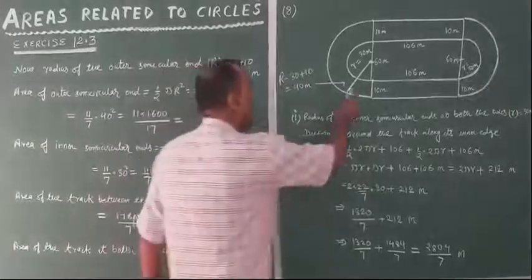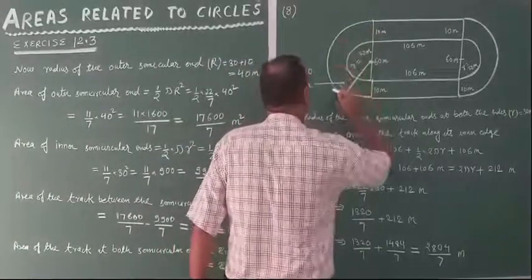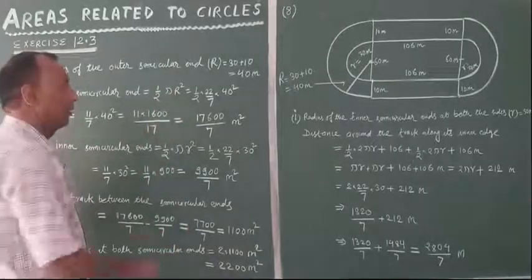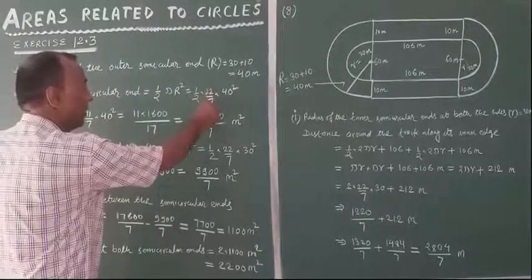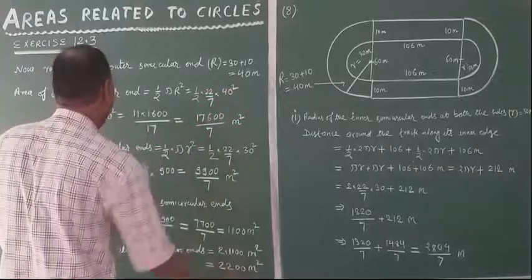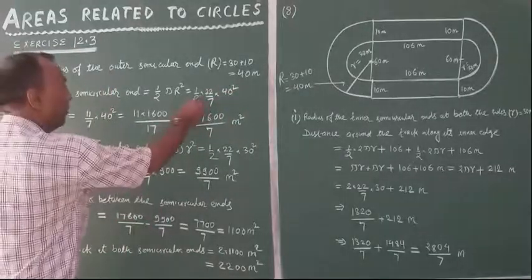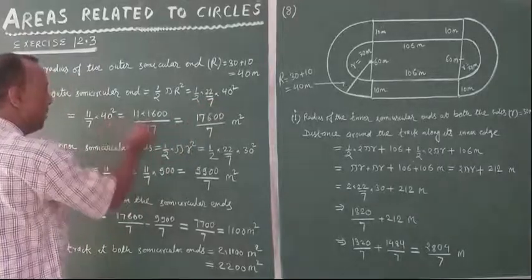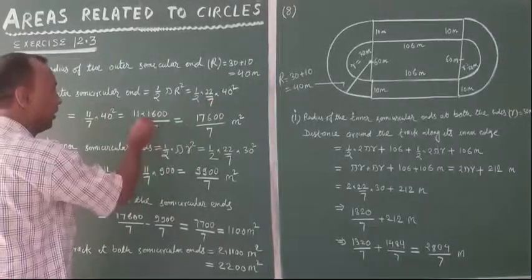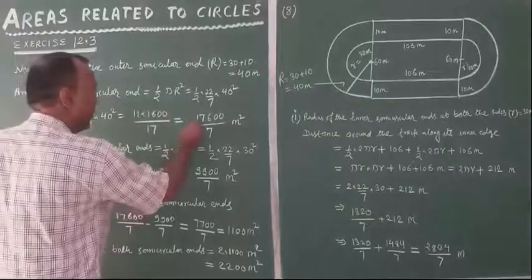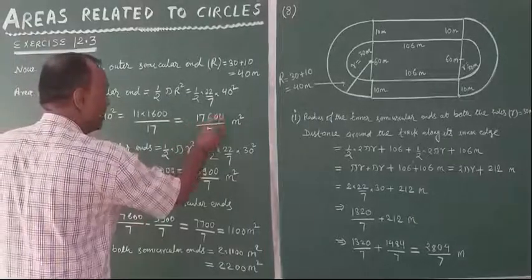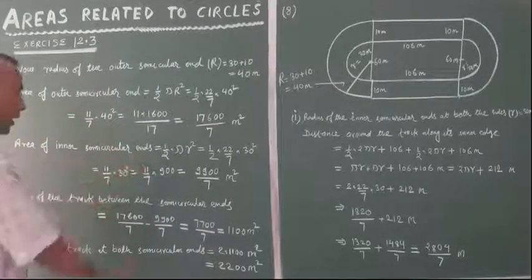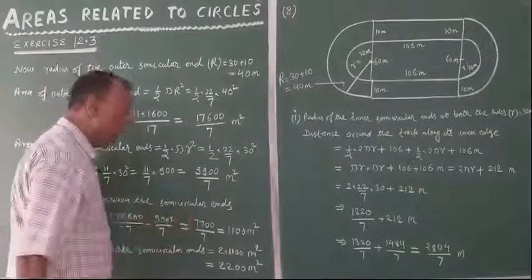Now area of the outer semicircular end. ये जो outer semicircular end है, इसका एरिया कितना होगा? 1/2 into pi into capital R square. तो 1/2 into 22/7, capital R is 40 square. Divided 2 into 11, 11/7 into 40 square. 11 into 40 square is 17600/7 meter square.